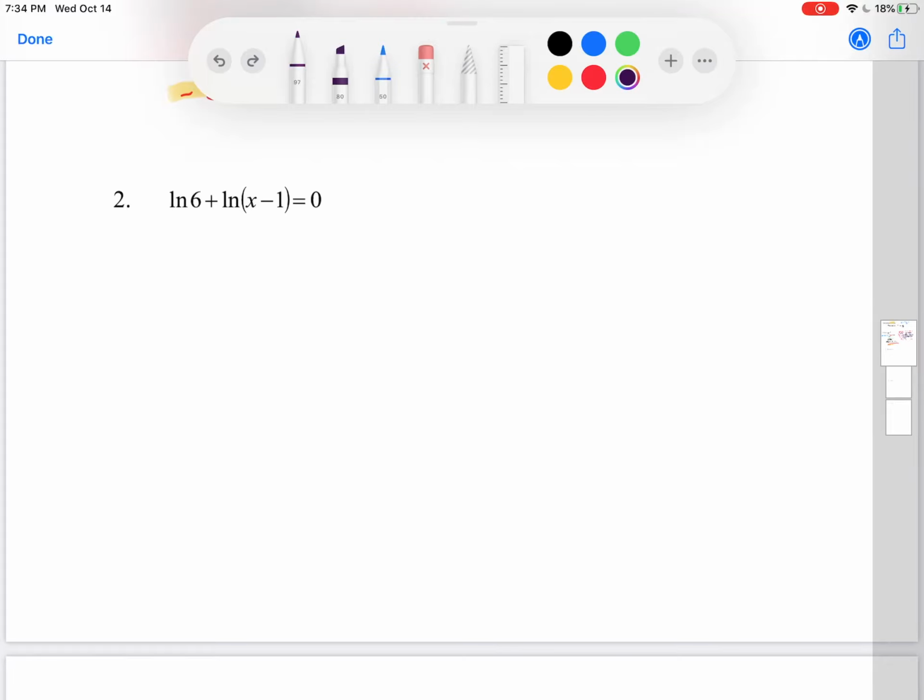For question 2, they gave us natural log 6 plus natural log x minus 1 equals 0. Looking at this, right away they gave us natural log. That tells me that I am going to have to check at the end, because this time they gave me a question with a log in it already. I know it's natural log, but it's still considered a log function. Now I know I have to check at the end, but I can't get there unless I solve.